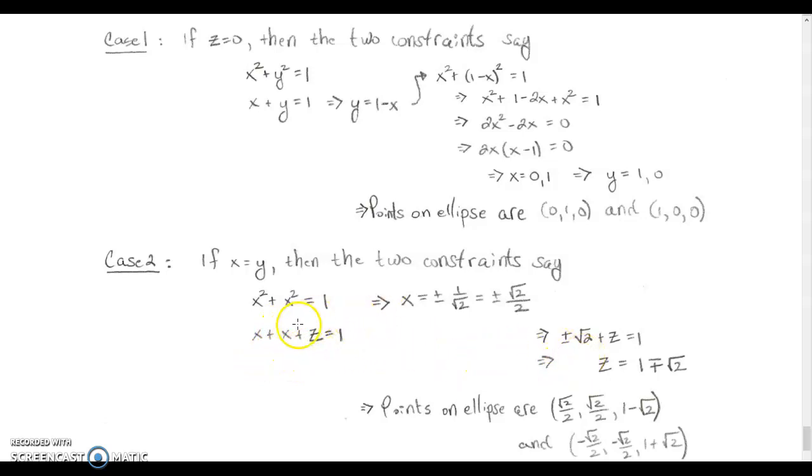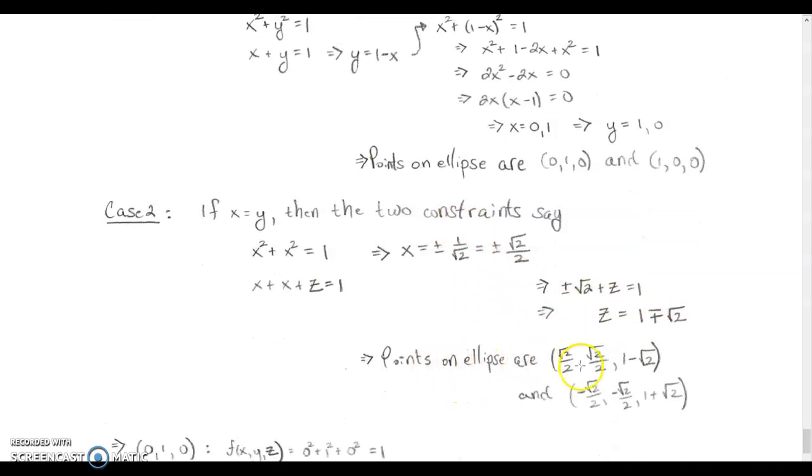So I get x, which is the square root of 1 over 2, or square root of 2 over 2. So 2x is plus or minus the square root of 2, plus z equals 1. So z equals 1 minus plus square root of 2. Okay, I'm going to subtract plus minus, so it becomes minus plus. I'm trying to make sure that the correct points stay together. So when x is equal to positive 1 over the square root of 2, z is equal to 1 minus square root of 2, etc. So then the points on the ellipse are these guys.